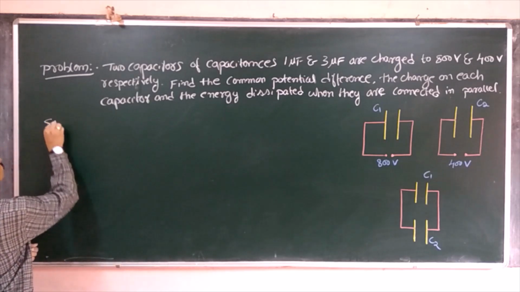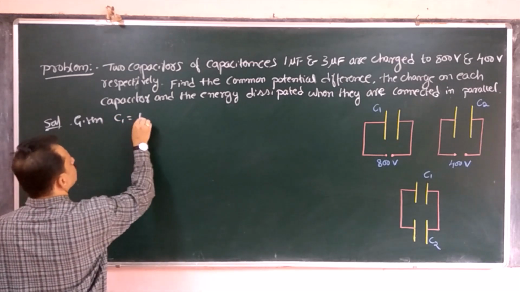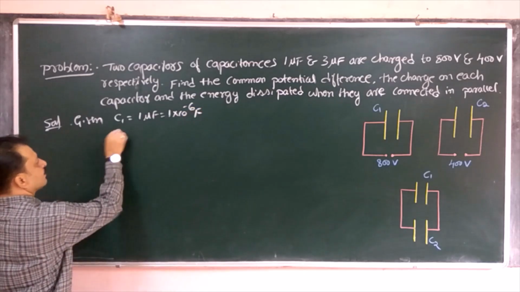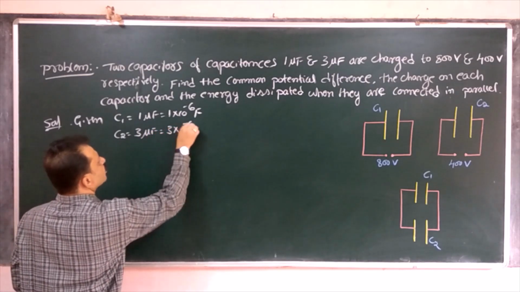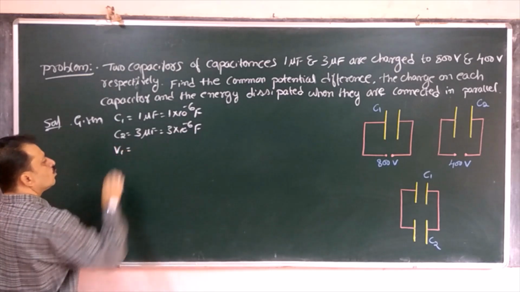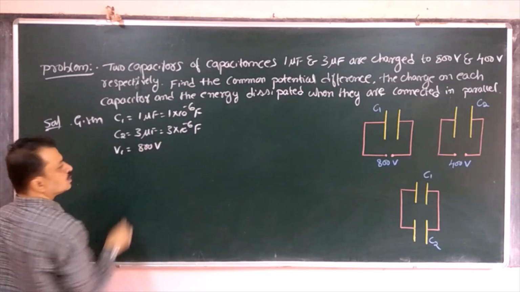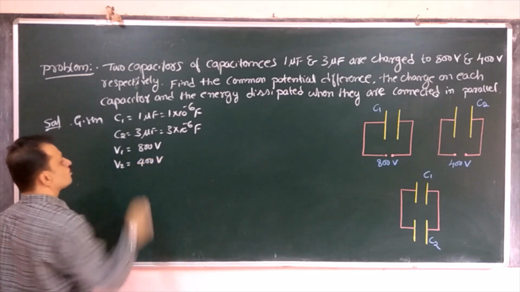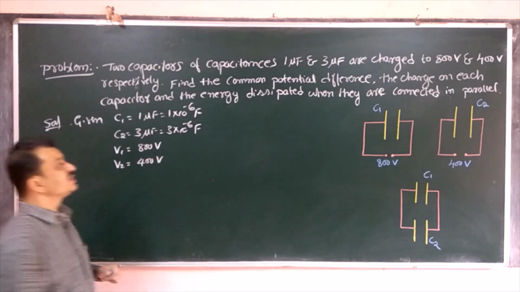Now solution. Given C1, first capacitor of 1 microfarad, that is 1 into 10 to the power of minus 6 farad. Second capacitor is given, C2 is equal to 3 microfarad, that is 3 into 10 to the power of minus 6 farad. These two are given. And first capacitor is charged by the voltage, it is 800 volts. And second capacitor is charged by the voltage, it is 400 volts. Now first we work out what is the initial energy.